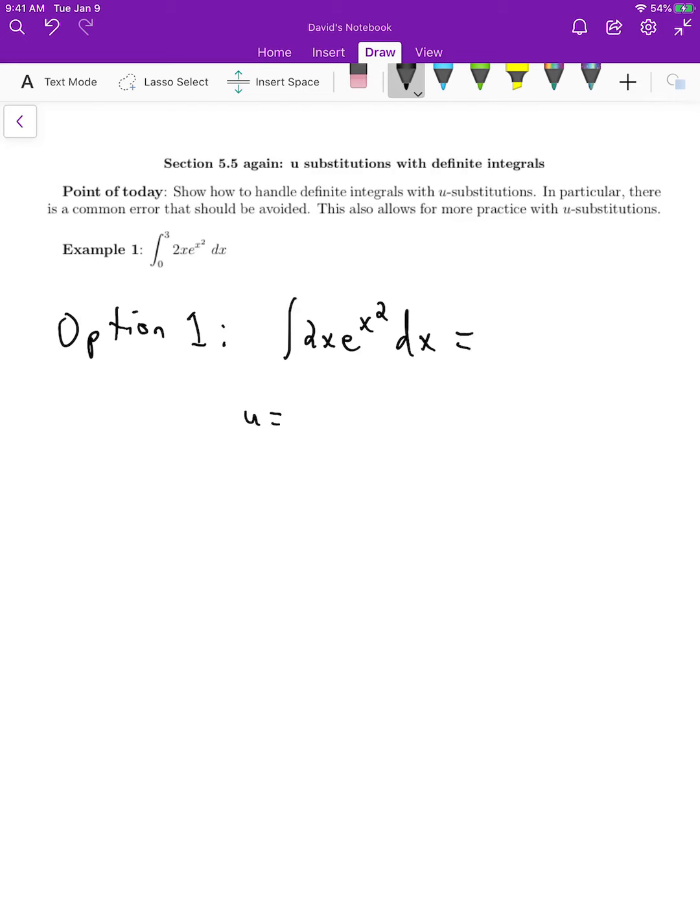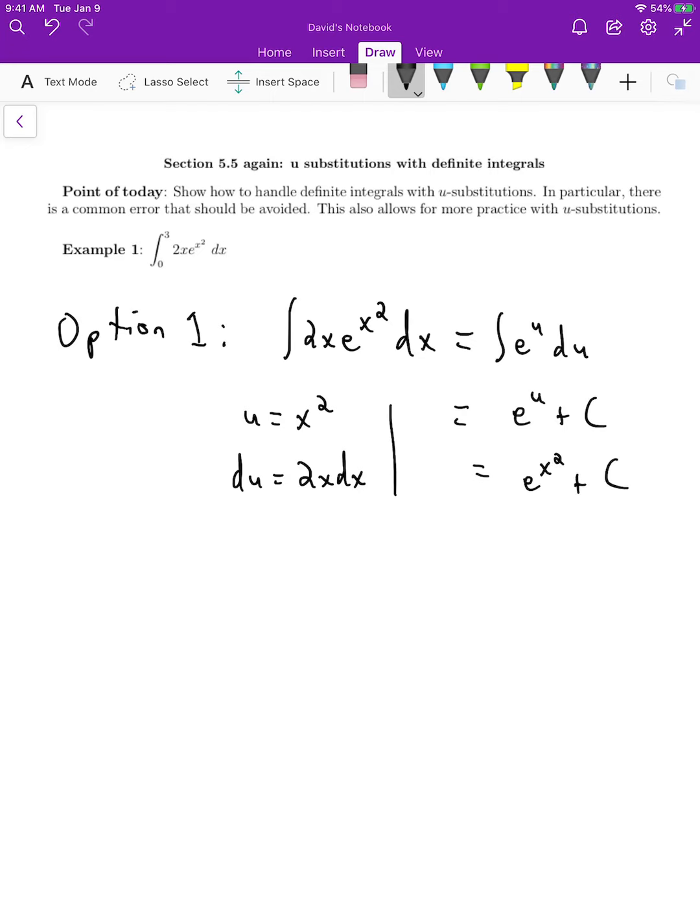So u is x squared, du is 2x dx. So that integral becomes e to the u du. That then becomes e to the u plus c, and then we translate it back, e to the x squared plus c. So there you go. This is just like in class last time, doing indefinite integration using a u substitution.